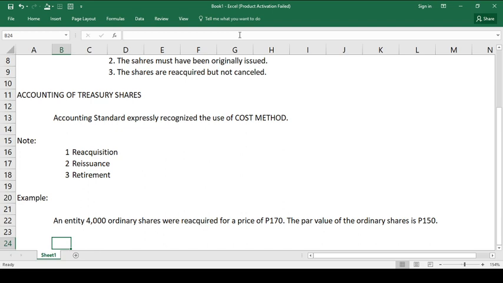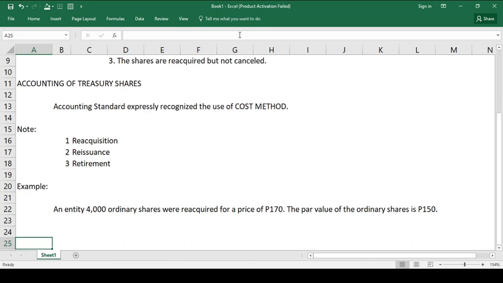Okay, take note ha that the entity has 4,000 issued ordinary shares, to be specified, that were reacquired for a price of 170. The par value of the ordinary shares issued is 150 per share. So assume, because our focus here is on treasury share, I will not focus on the ordinary shares issued.